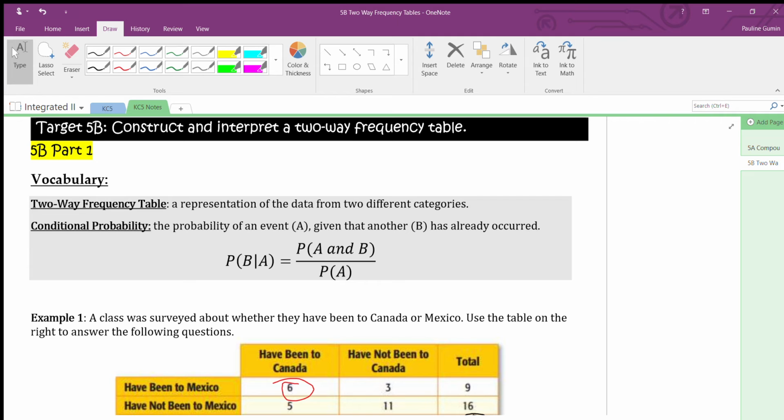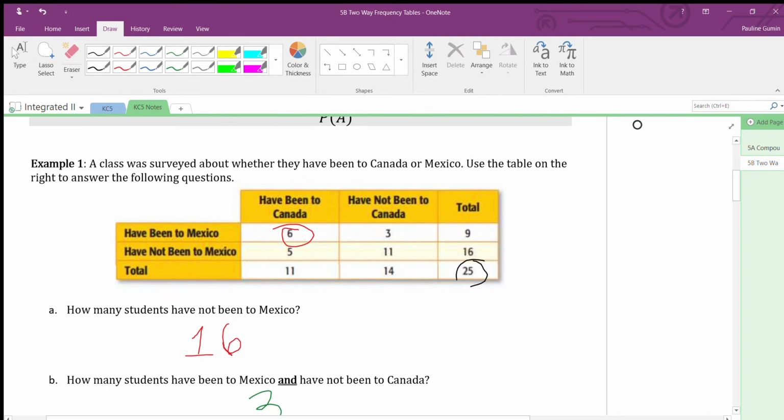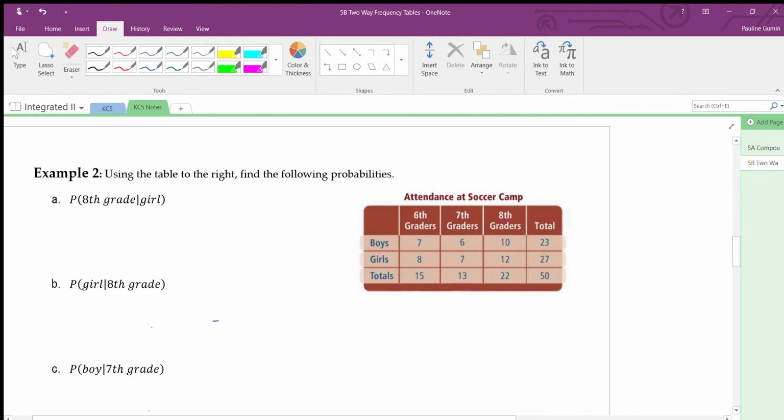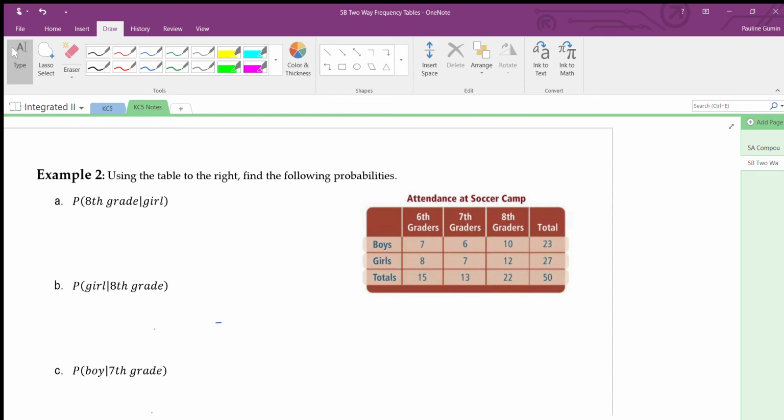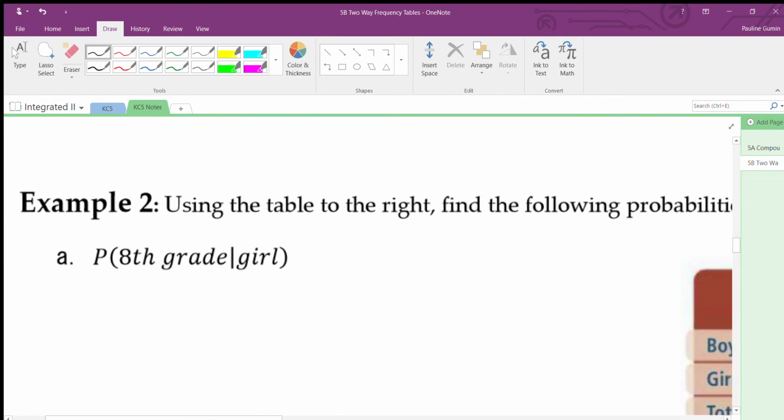So, let's take a look at these problems for this next chart. Okay, so we have a chart about attending soccer camp for 6th graders, 7th graders, 8th graders, and there's a separation for boys and girls. Let's use this table. We have the probability of 8th graders and girls. So let's see. This is our B. This is our A.